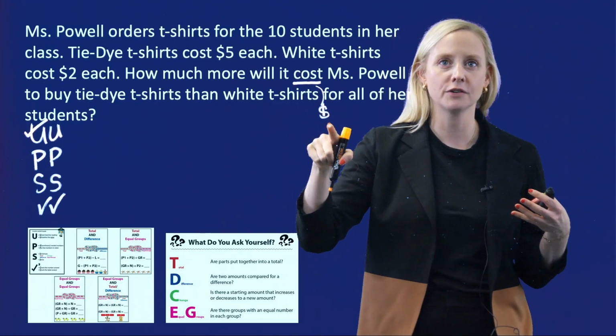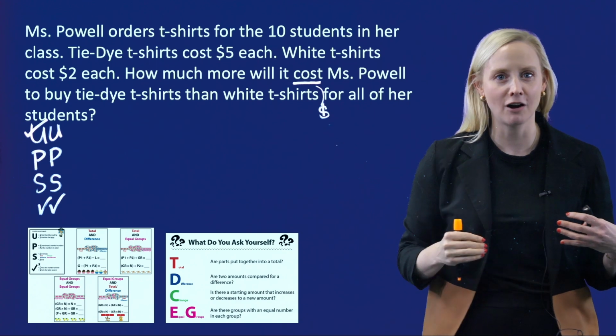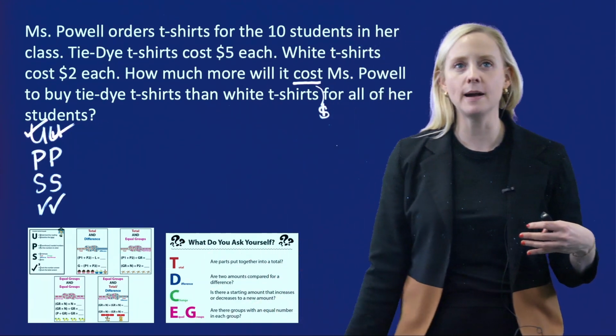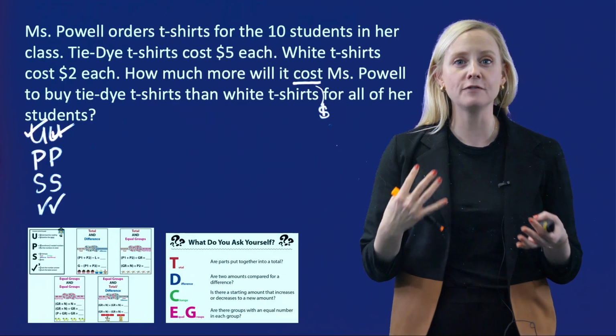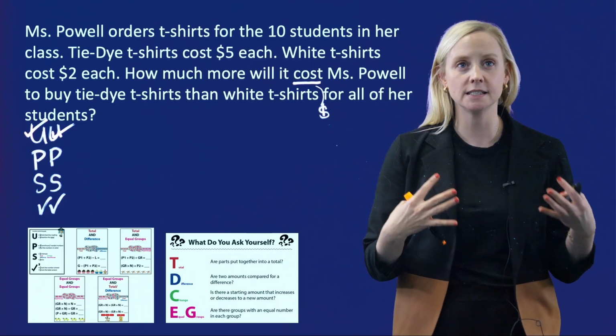So I'm going to put a dollar sign below there as a reminder that I'm not going to write a number and then cost, but I'm going to write the dollar sign as my label. So I can check off my U. Now I can move to my first P, which stands for put the numbers in parentheses, or parentheses needed numbers.